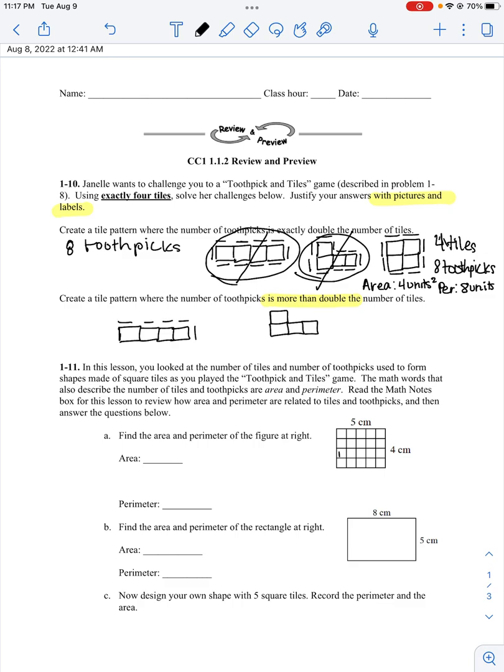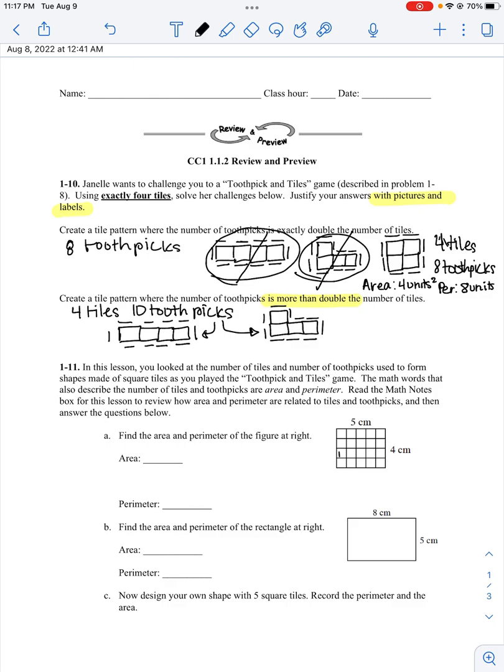1, 2, 3, 4, 5, 6, 7, 8, 9, 10. And then I'm going to label it. So 4 tiles, 10 toothpicks. And that label goes to both.